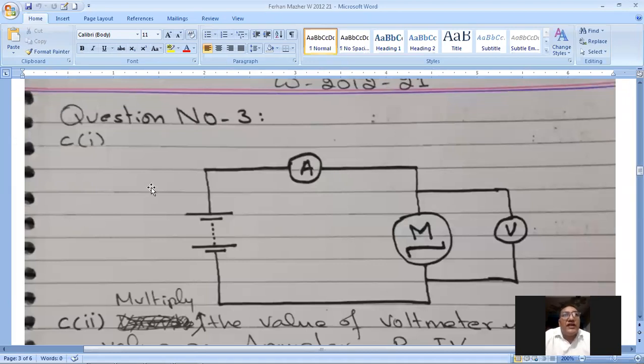Question number 3, first part. You see here we have connected an ammeter. The ammeter is connected in series with the motor, and here I have connected a voltmeter, which is connected in parallel to the motor. The voltmeter will tell me the voltage drop across the motor, and the ammeter will tell me the current flowing through the motor.